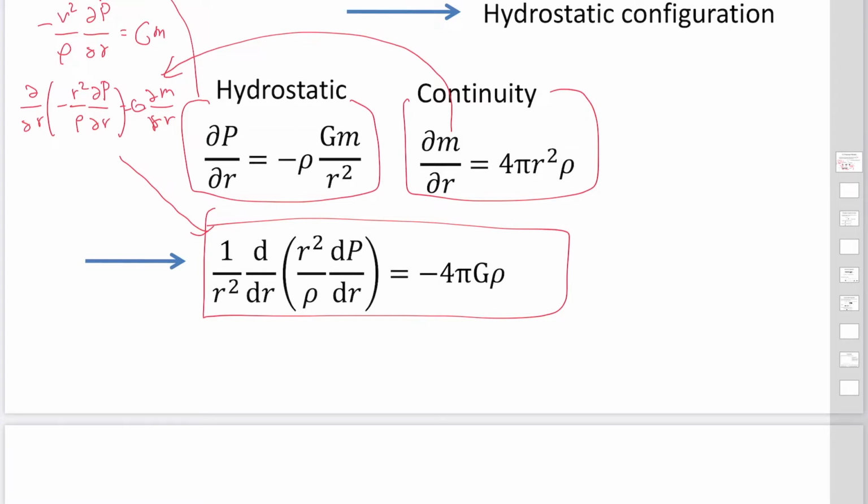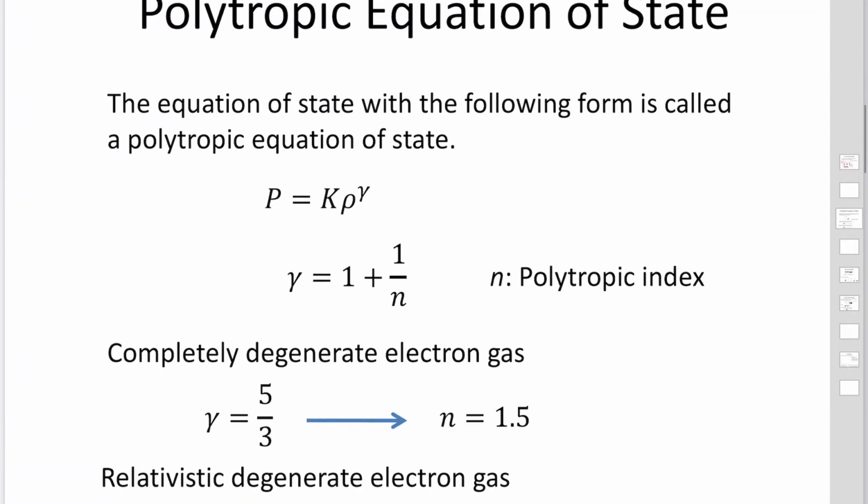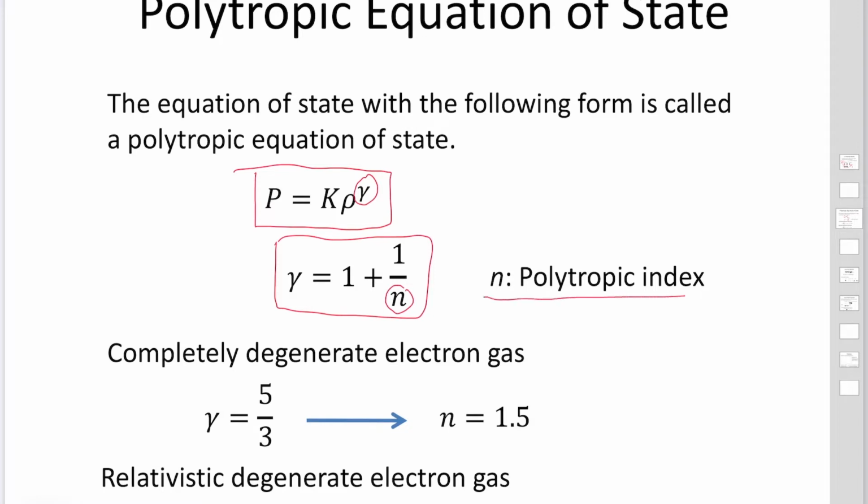Okay, then we'd like to introduce the polytropic equation of state. An equation of state with the following form is called the polytropic equation of state. P is only a function of density, a power of the density with index gamma, where gamma is 1 plus 1 over n. This n we call the polytropic index n.